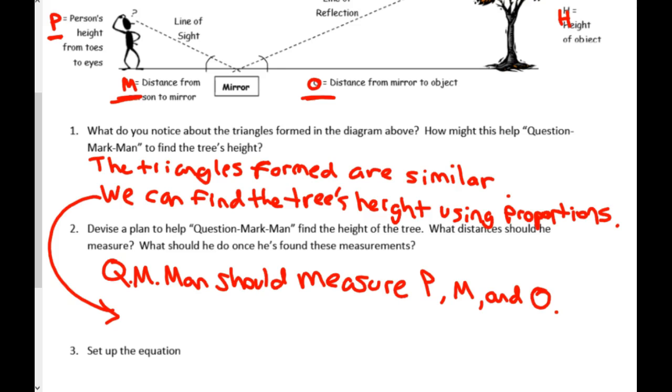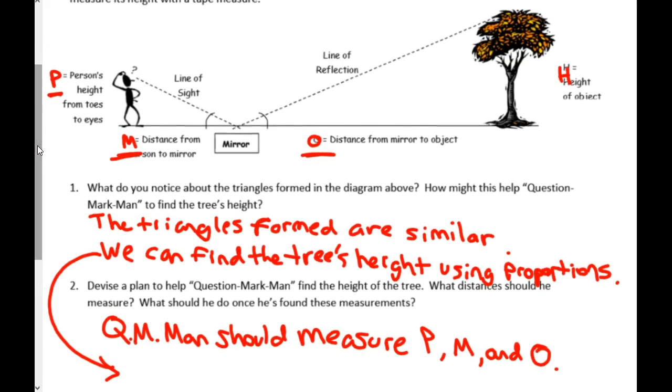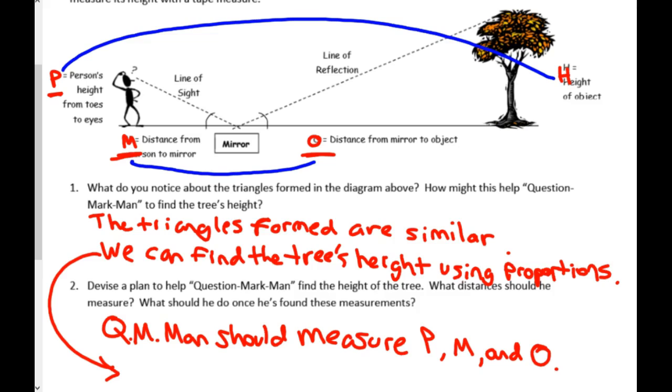Now, what would my proportions that I'm setting up be? As usual, when we have similar figures, I like for you to connect corresponding sides. So you tell me, what does P correspond with on the other triangle? H. So P corresponds with H, and M corresponds with O. So P to H, M to O. Let's set those two fractions up so we can cross multiply and divide. Write this down.